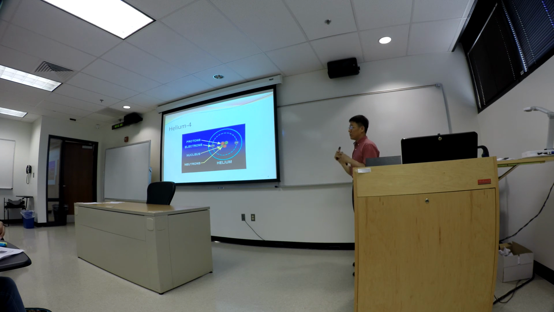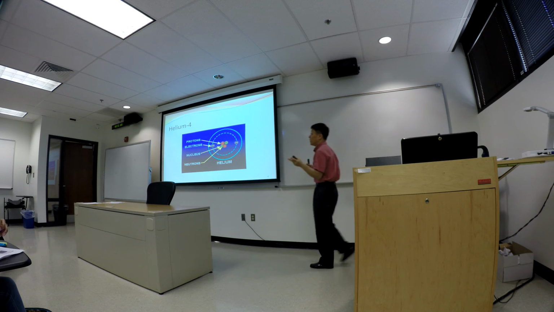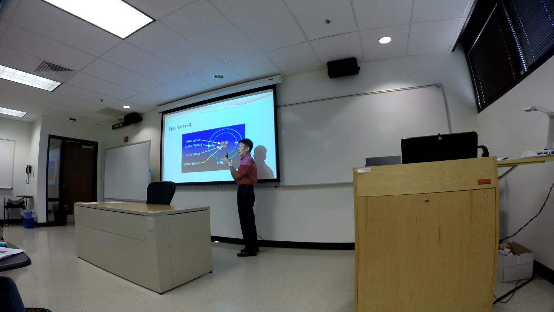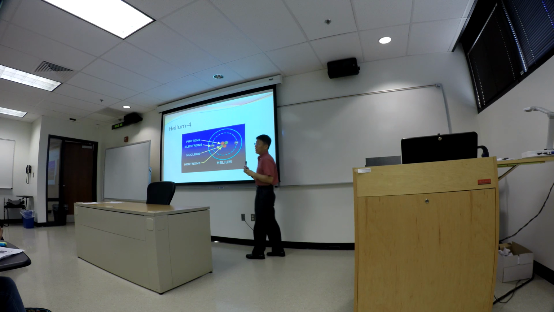The atomic mass is 4. You have 2 protons, you have 2 neutrons, and those 4 particles cluster together. That's a nucleus. Okay, and then there are 2 electrons there.